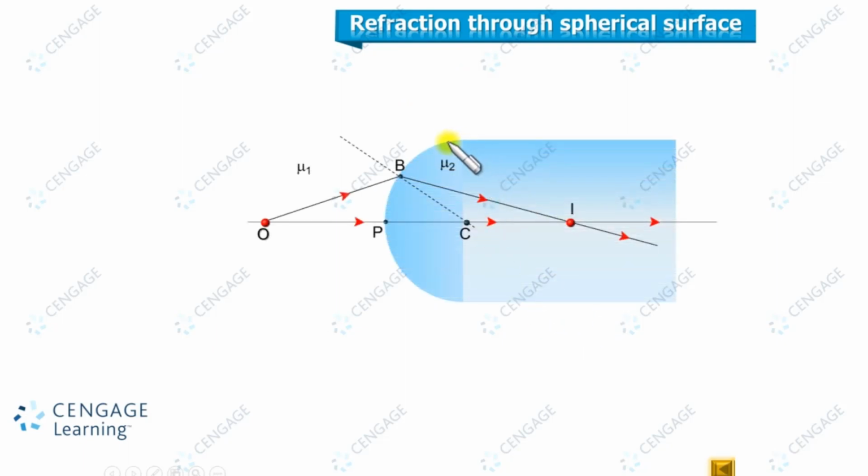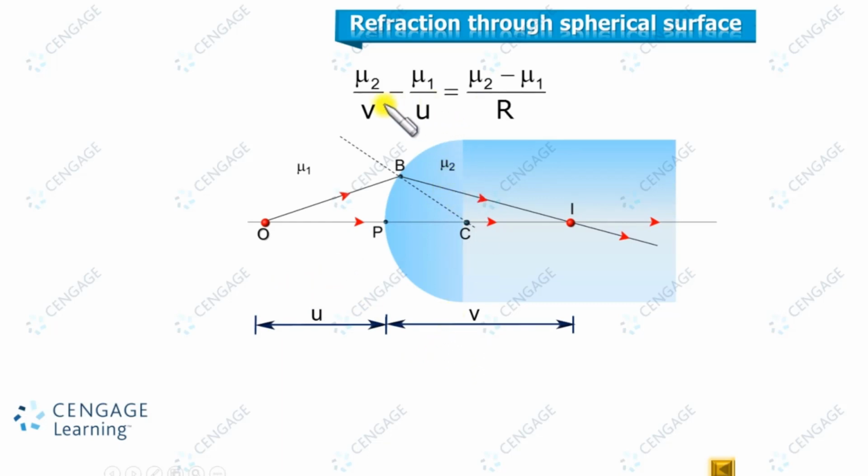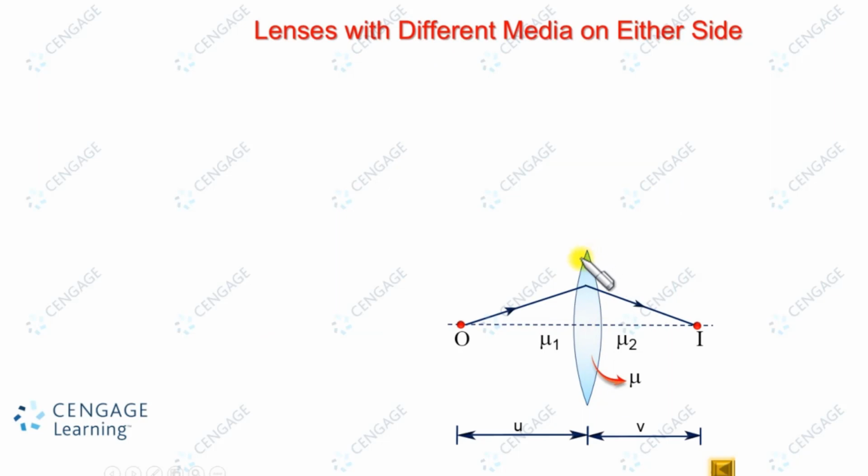Suppose we have a curved surface having the radius of curvature capital R, and the refractive index on the left side of this curved surface is mu1 and on the right side is mu2. The object distance is u and the image distance is v. In this case, u and v are related by this formula, which we have learned in the earlier section. So in our particular case, this is the first surface having radius of curvature R1, and this is the second surface having radius of curvature R2.